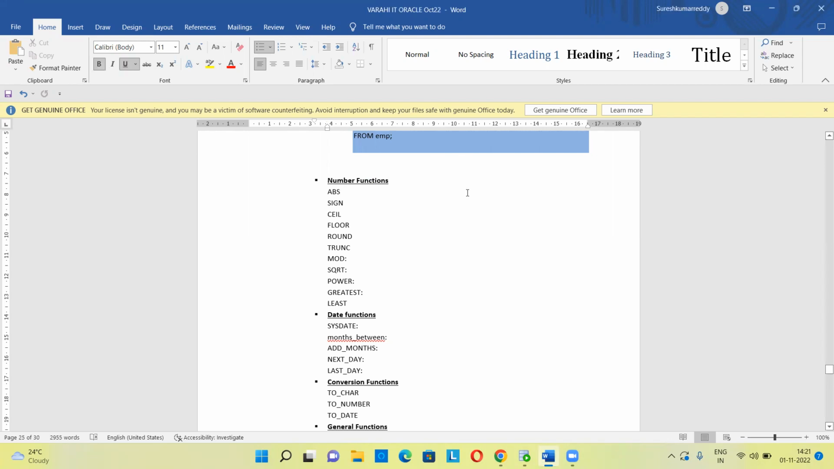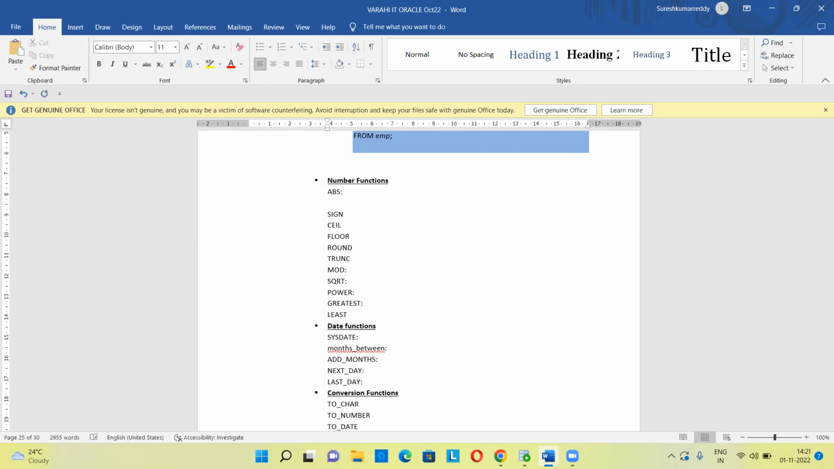So last class we discussed all case manipulation functions and character manipulation functions. The next thing is number functions, which we'll discuss today. There are a few functions here: abs, sign, ceil, floor, round, trunc, mod, sqrt, power, greatest and least. We'll see them one by one now.